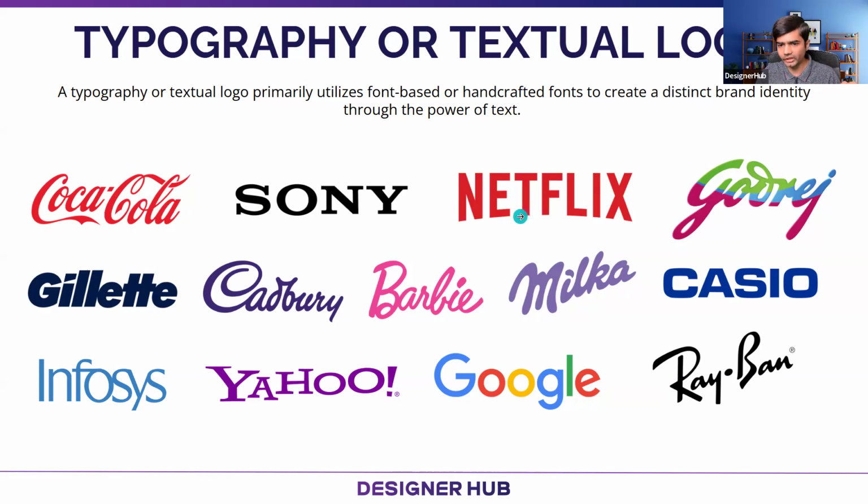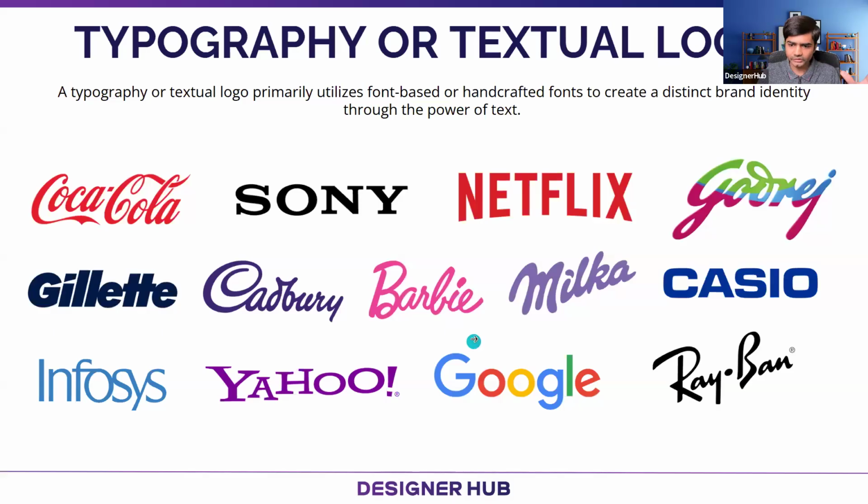Netflix by default is a font, which they have wrapped into a curvature like this. Godrej is a simple font. Gillette is a font. Cadbury is a font where they have just joined the D and the B. Okay. Barbie, again, is a handwritten font, so it's a custom font, not a direct font. Barbie is a custom font, but again, it's a simple font.